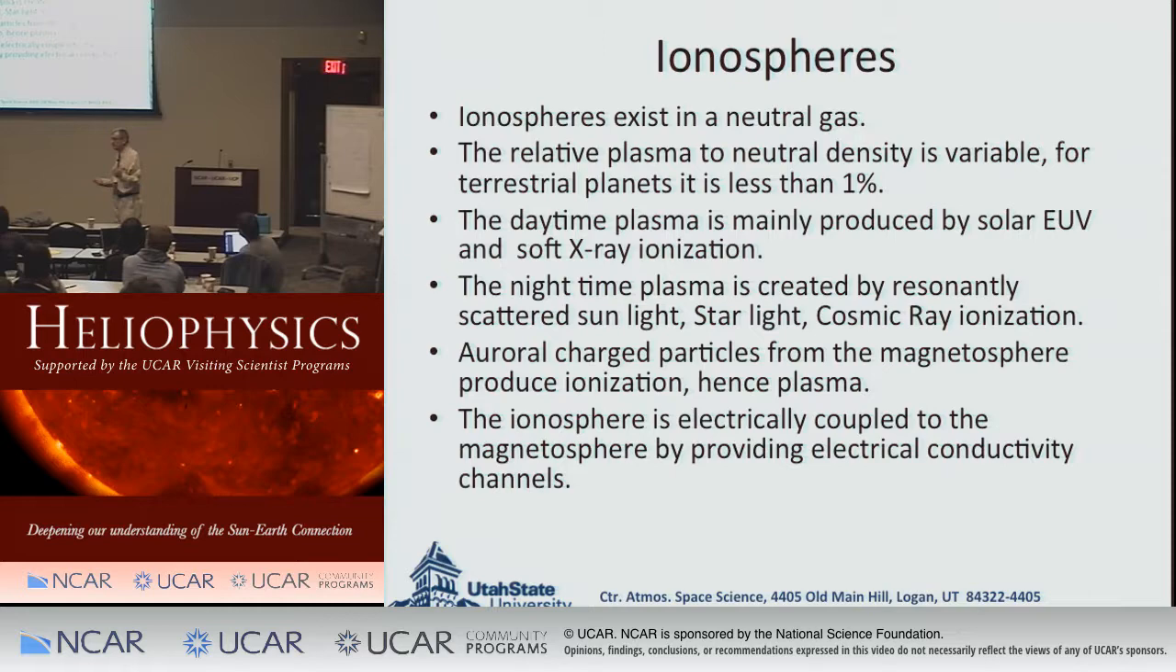Okay, the daytime is dominated by solar EUV and soft X-ray to create the ionization that generates our plasma. The nighttime, we talked about this on Friday, there is scattered sunlight, starlight, and cosmic rays. These contribute in different ways, but that generates a stable E region that doesn't completely disappear. Auroral charged particles from the magnetosphere produce ionization, hence plasma. It's an auroral oval, and we'll talk more about that later in the second talk. And the ionosphere is electrically coupled to the magnetosphere by providing electrical conductivity channels.